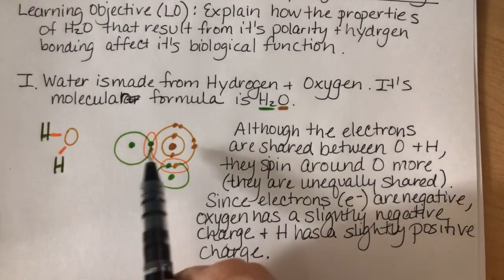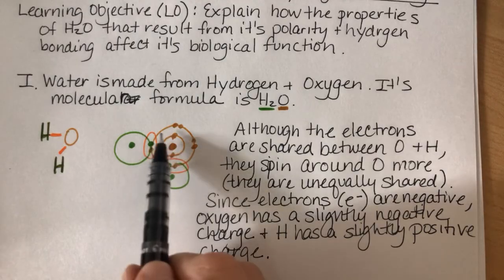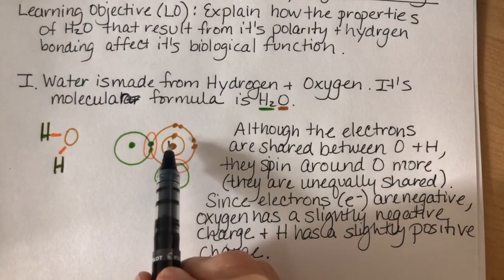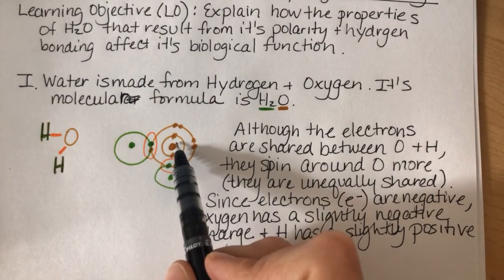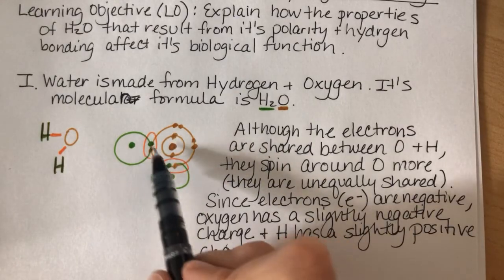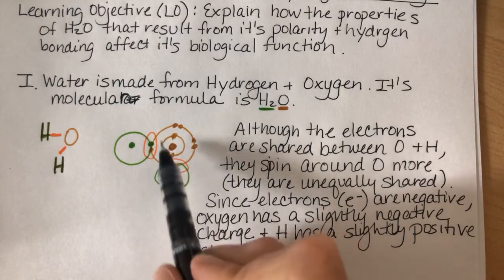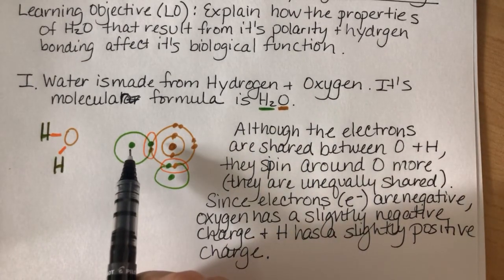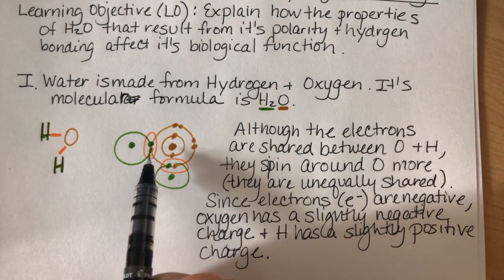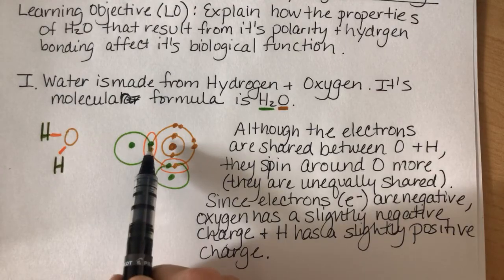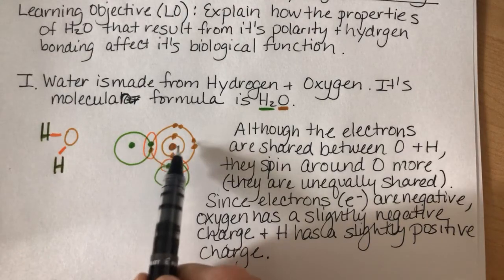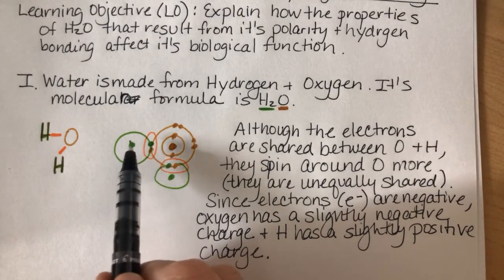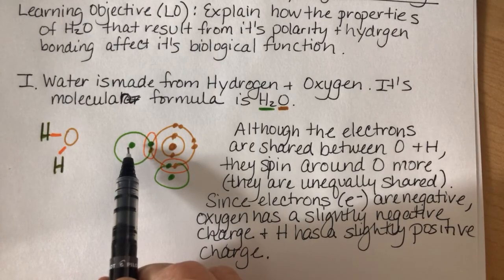So let's look at this picture here. So I drew this, it kind of looks like they're sharing equally, but oxygen, since it is a bigger atom, it draws the shared electrons closer to itself, and since these are negative, oxygen has 2 more negative charges that are spinning around it more often, so it has a slightly negative charge. The hydrogen usually has 1 electron, and it now has another one, but that 1 electron that it has is actually spinning around the oxygen more than it would be if it was just by itself. So due to the loss of the negative electron, the hydrogen has become slightly positive.